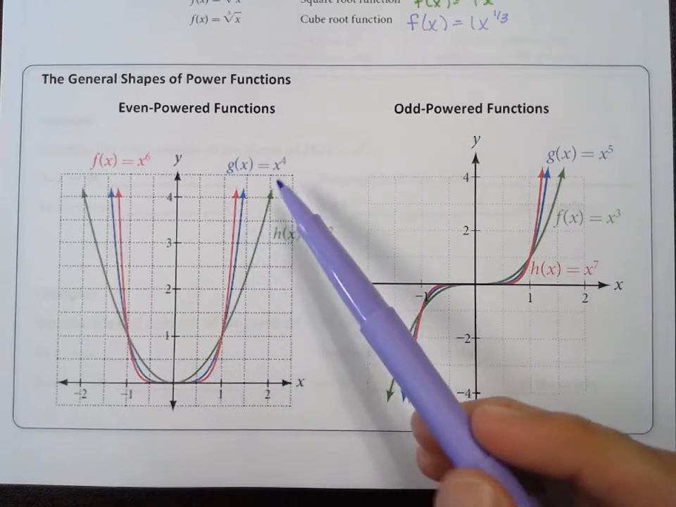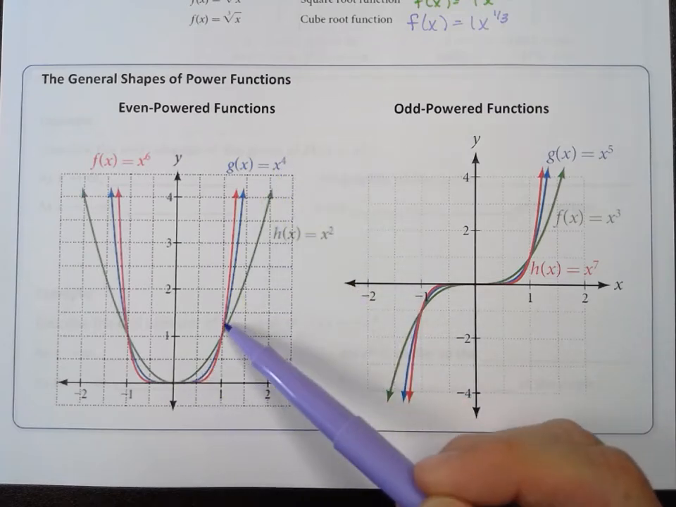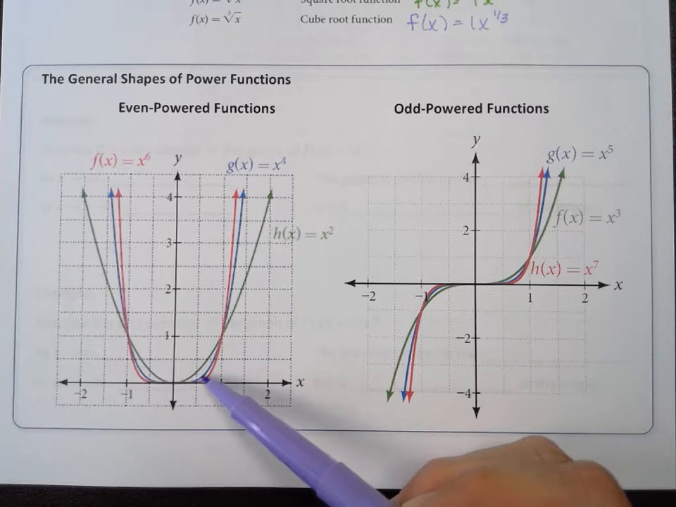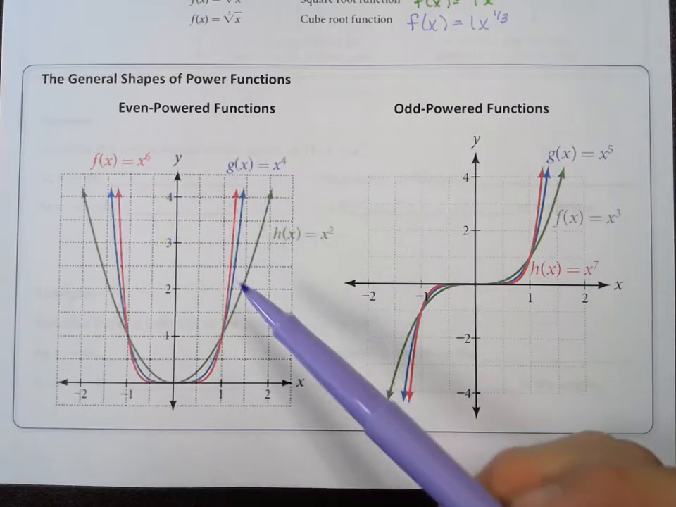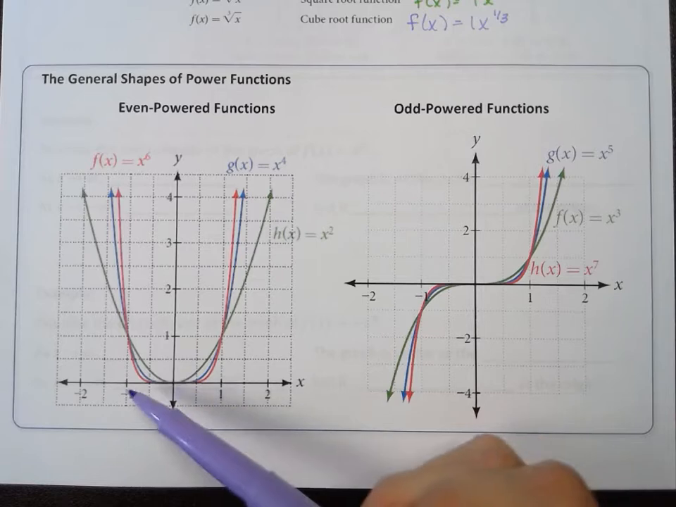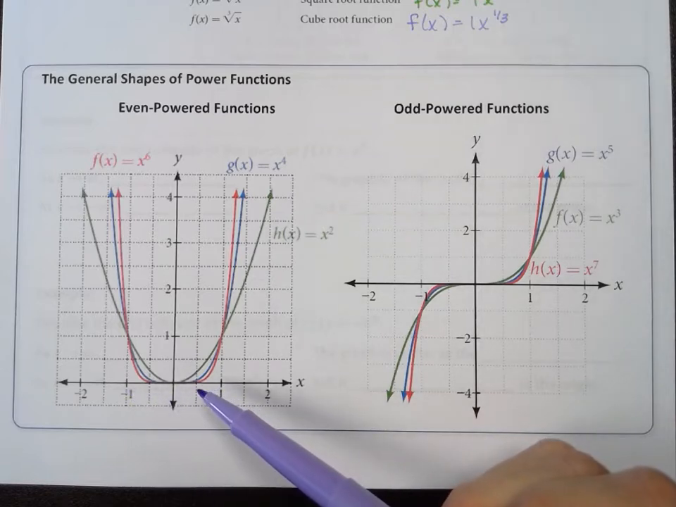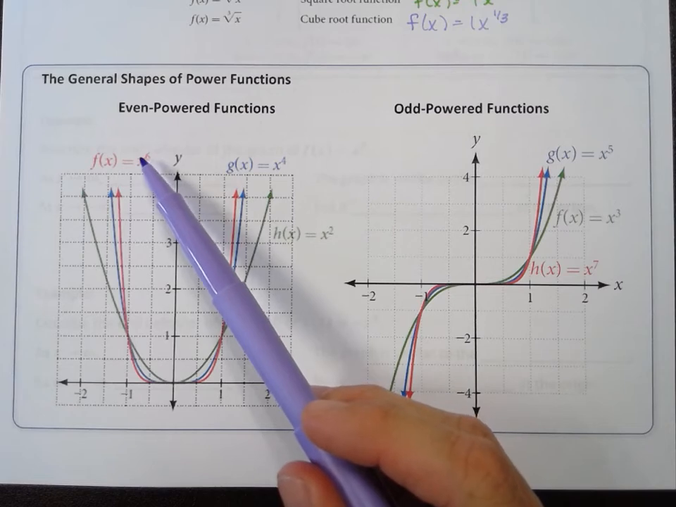Notice how whenever you change your function to x to the 4th, it gets a little steeper, but it also gets a little flatter at the origin. And then you look at whenever you change it to x to the 6th, it gets even steeper and even more flat at the origin. So that pattern will continue to happen the more you increase your power.